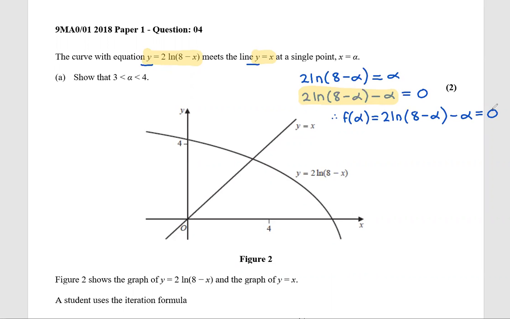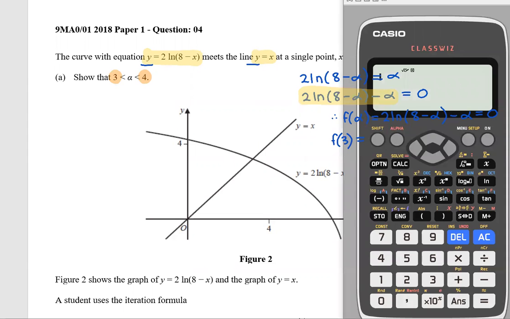And for part A, it says we have to show that alpha lies between 3 and 4. So we're going to look for a change of sign. We're going to test each of those values, and we're going to hopefully generate a change of sign. So let's start with 3. So f of 3 is going to equal, if you plug 3 into your calculator, I'm just going to drag it over to the other side, so we've got a bit more room.